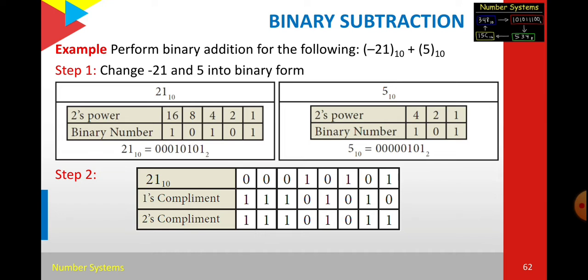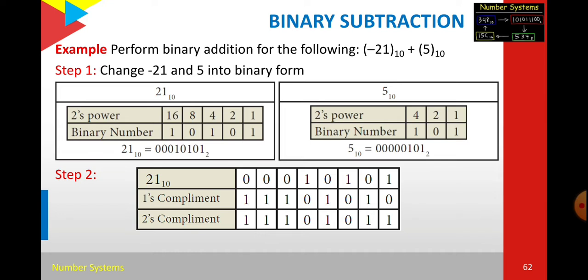Then we take 5 minus 4, and we get 1. So the remainder value is 1. The next power is 2, and 2 is greater than 1, so you put 0. Then the next bit is 1, which is equal to 1, so you put 1, and 1 minus 1 is equal to 0. Now the binary value for positive 21 is 10101.